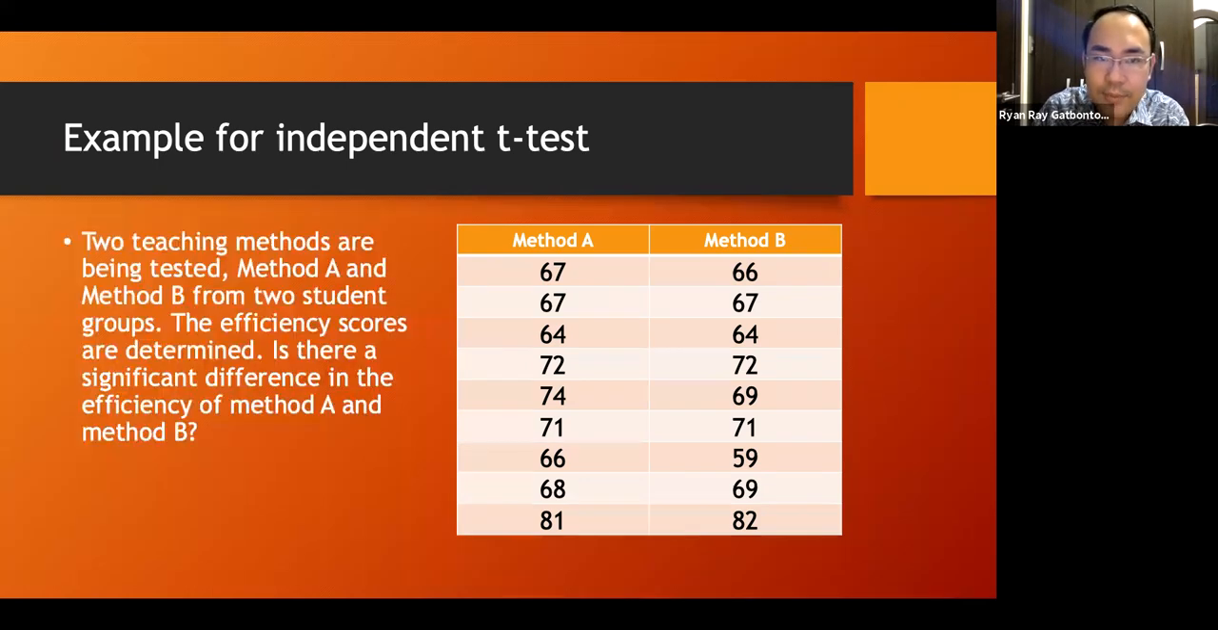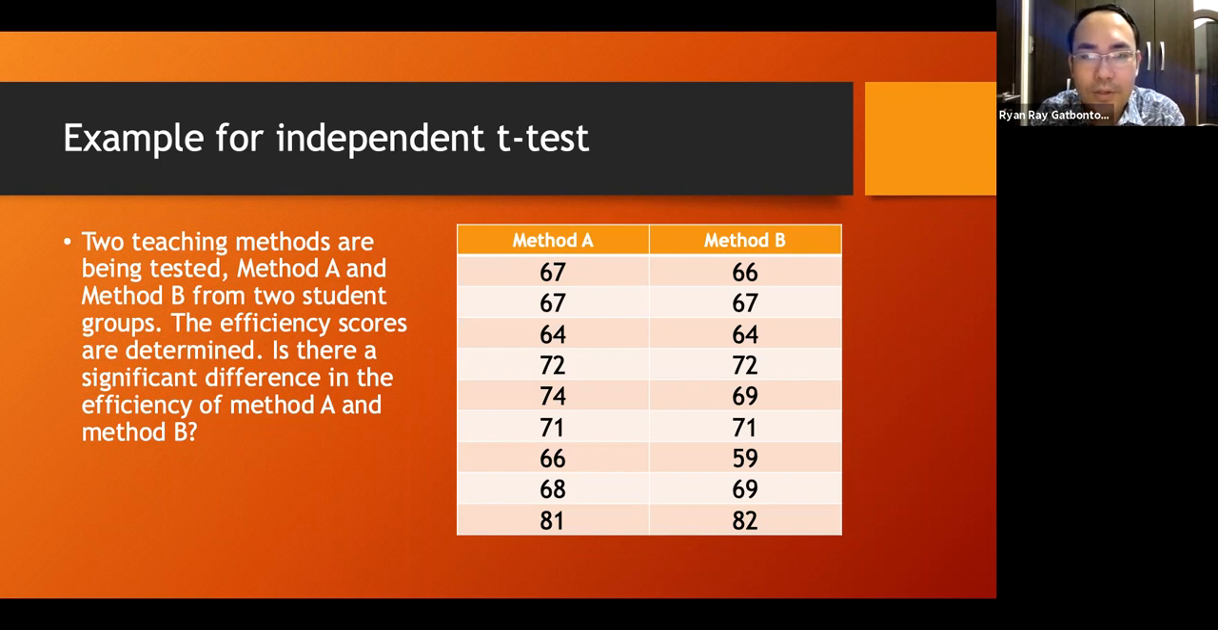So in this example, there are two teaching methods that are being tested, method A and method B, from two student groups, two different groups. So notice that there are two separate scores from two different groups. Okay, so therefore, we are using independent t-test for this one.